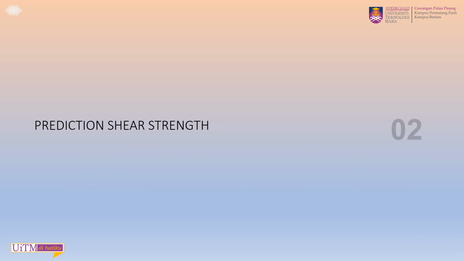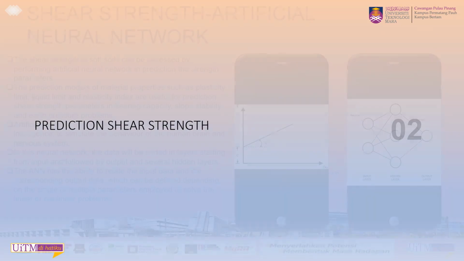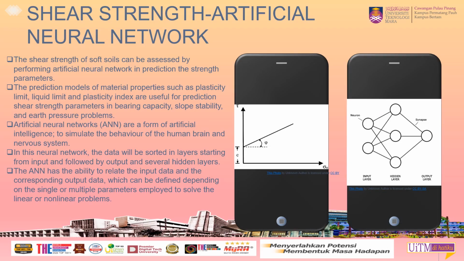Prediction of shear strength. The shear strength of soils can be assessed by using an artificial neural network to predict the strength parameters. The prediction models of material properties such as plastic limit, liquid limit, and plasticity index are useful for predicting shear strength parameters in bearing capacity, slope stability, and earth pressure problems.